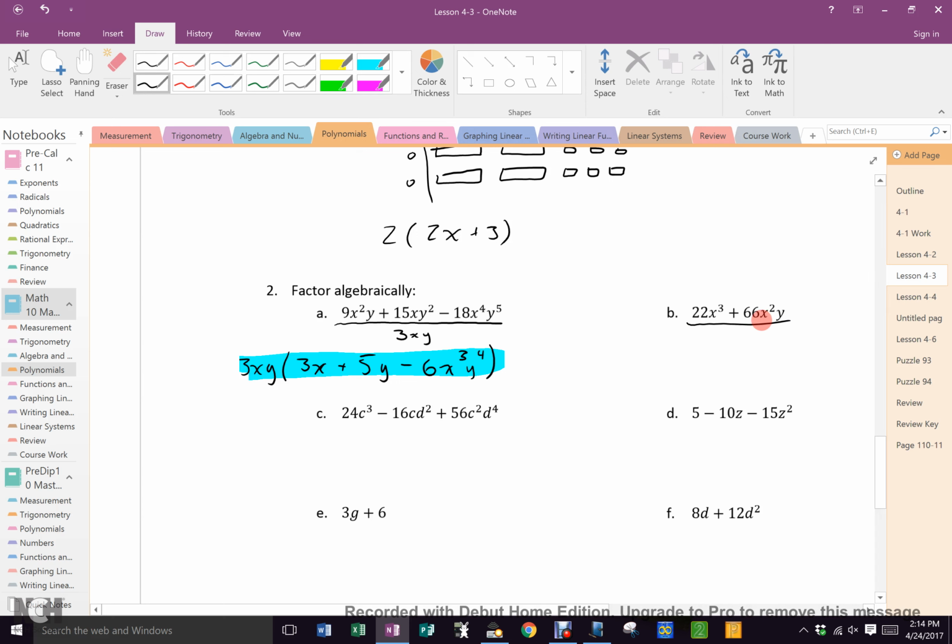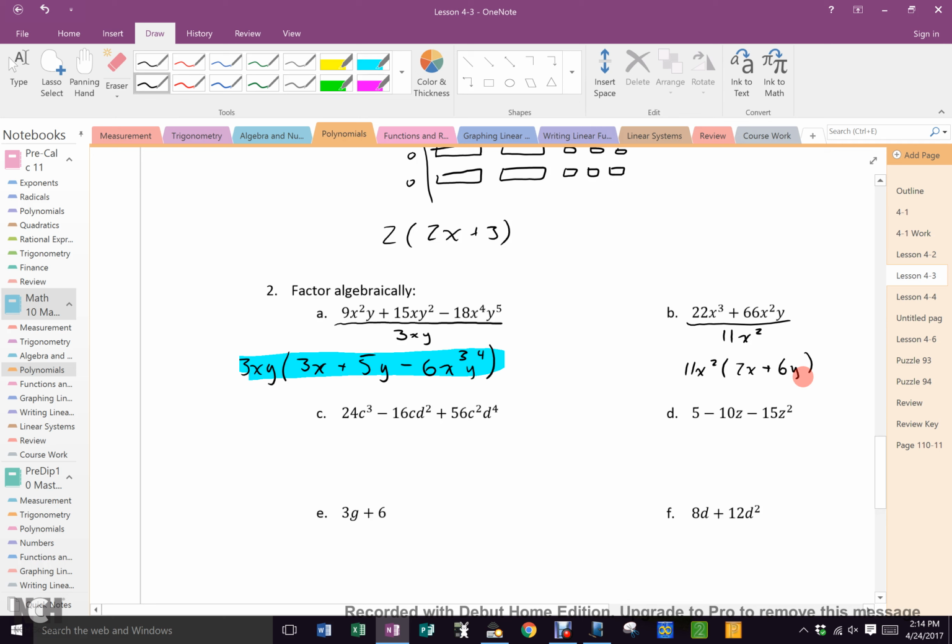What's this guy's greatest common factor? 11? Okay. 11. 11x what? Squared. Is everybody happy with 11x squared? Okay. So that's going to get me 11x squared. And what's this? 2x, agreed? Plus 6y, correct? Now, is everybody happy with that?